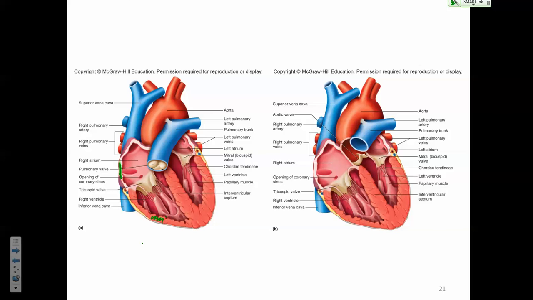Compare the right ventricle's myocardium to that of the left ventricle, which is thicker. Left, really thick. Why do you think that's the case? It's not directly because it has oxygen. Where is the blood going?